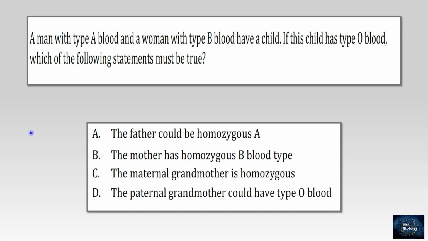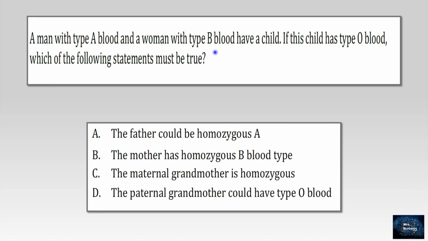Now, this is about blood heredity. A man with type A blood and a woman with type B blood have a child. If this child has type O blood, which of the following statements must be true? Let me explain something. The heredity of blood is called codominance. What does that mean? Both A and B antigens are strong enough to express themselves. That's why, according to the ABO system, we have A, B, and AB, and then we have O. O means no antigen is available on the surface of the red blood cell.